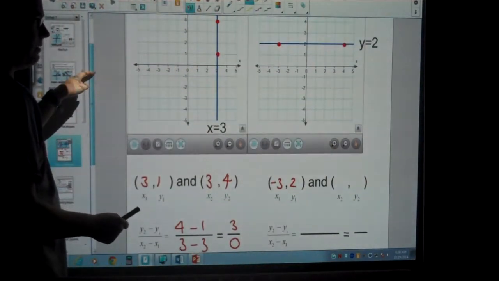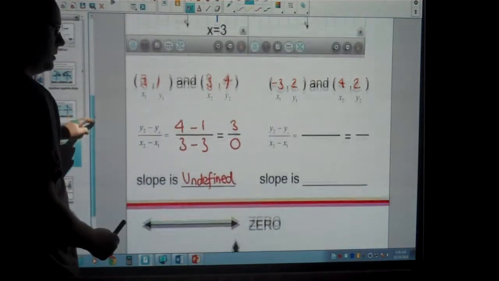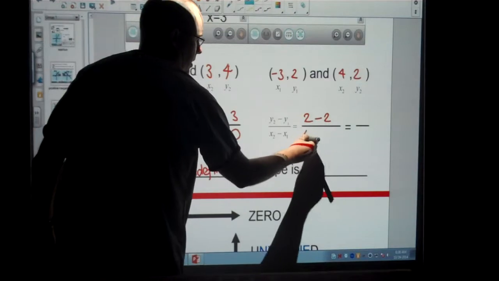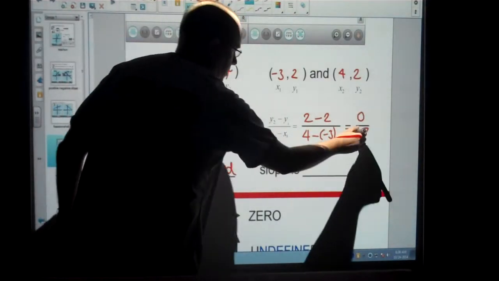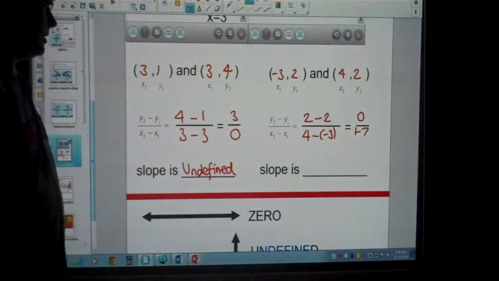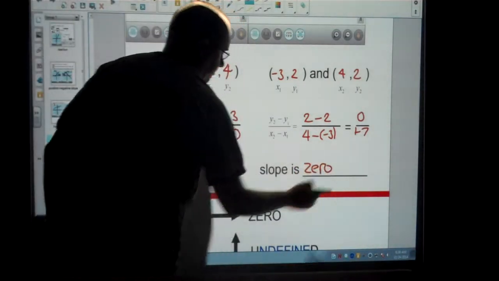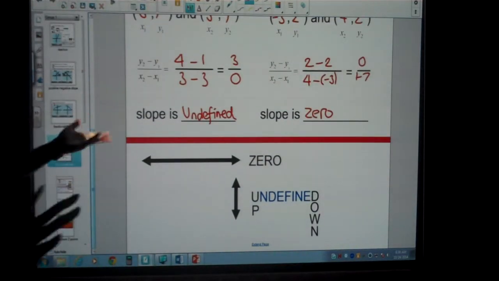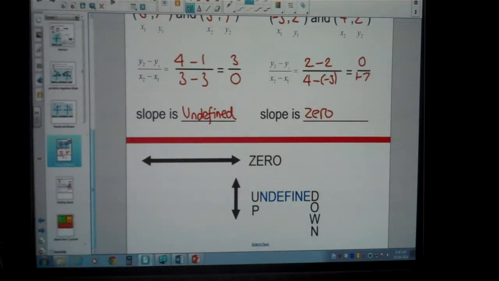And I also have 4, 2. And if I plug those numbers into the formula, I get 2 minus 2 over 4 take away negative 3, which is 0 over, positive 7. And 0 divided by 7 turns out to be 0. So, things to remember from this one. The horizontal one is 0, and the vertical one is undefined.